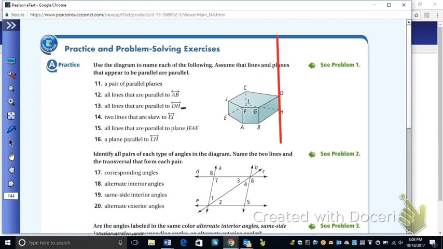Now we can also look at the two sides. That'd be JCL and DHB. That'd be fine too. So now we're going to look at number 13. So it's all lines that are parallel to DH. So there's line DH right there.